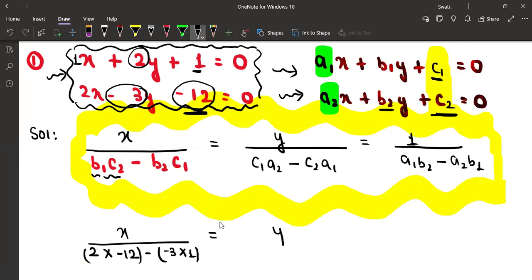Is equal to y upon c1. Now what is c1? 1. So I'll write 1 into a2, right? What is a2 here? a2 is 2. So I'll write 2.